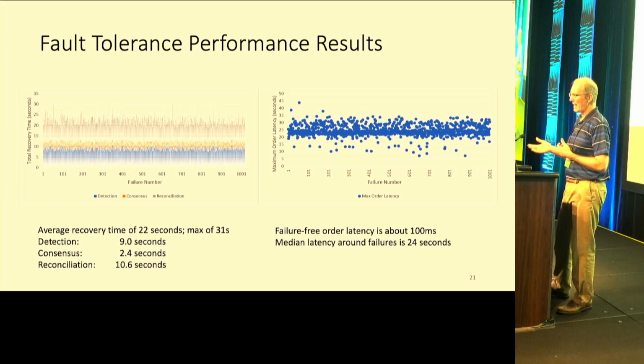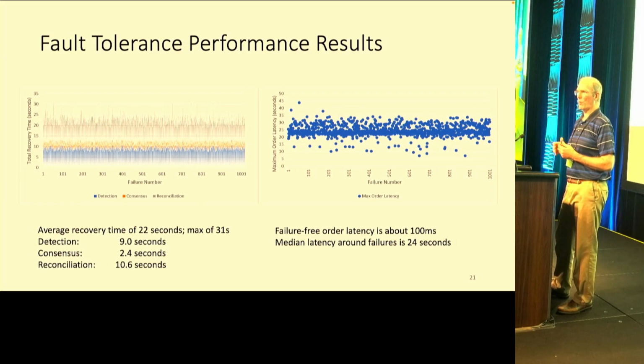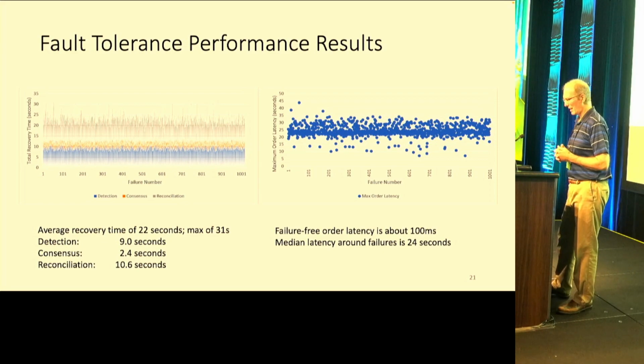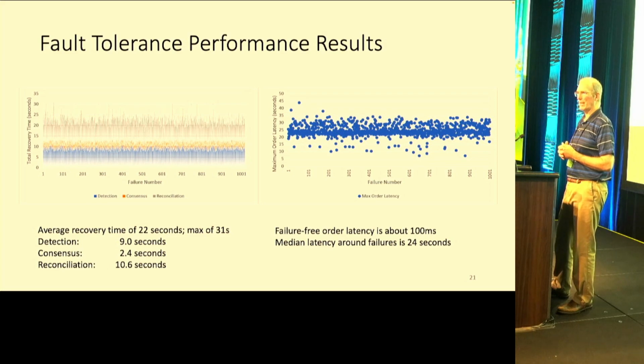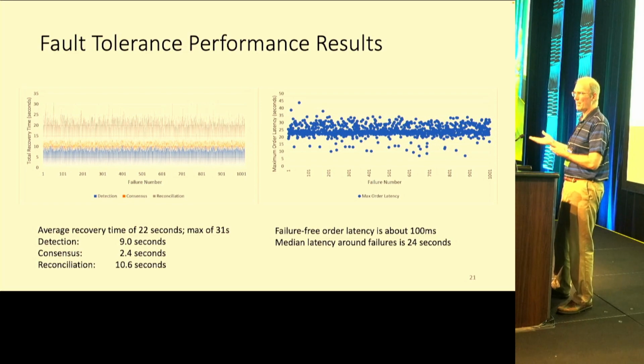The graph on the right is showing this from the application's perspective. So that order workflow I showed you before, outside of failures, runs in about 100 milliseconds as its typical latency. When there's a failure, the average order latency spikes to about 24 seconds. So the outage time from the runtime's perspective is 22 seconds, and from the application it is 24 seconds. That's basically in the same ballpark.